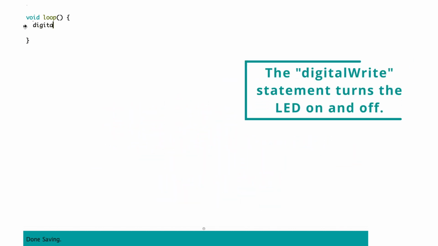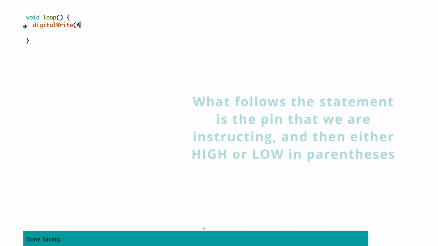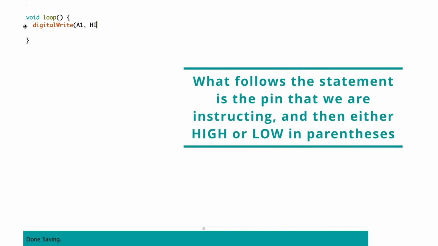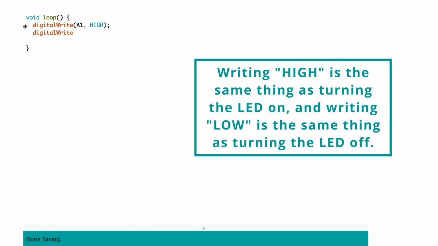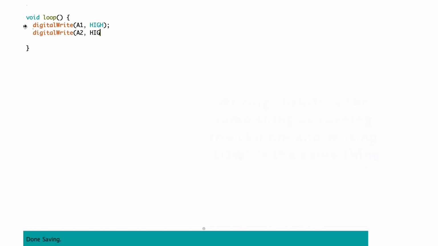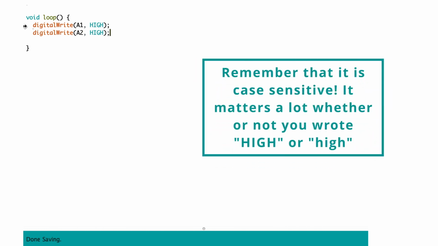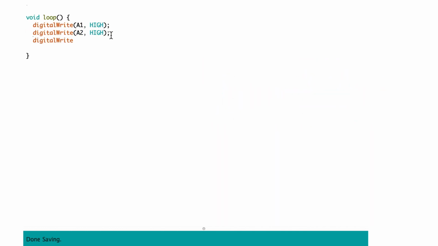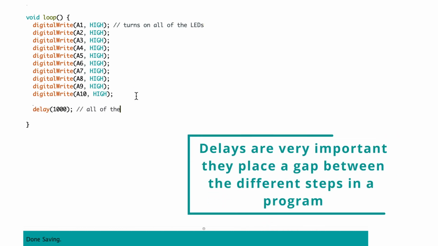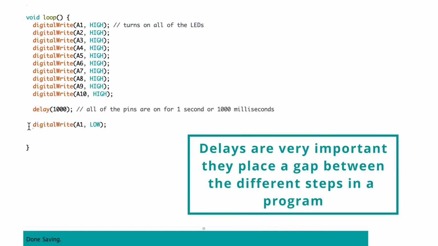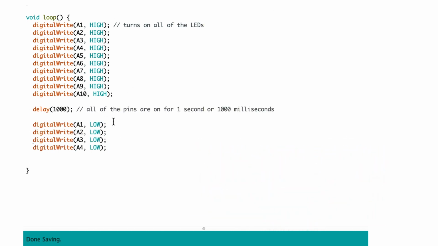The digital write statement turns the LEDs on and off. What follows is the pin we're instructing in either high or low in parentheses, and the high statement turns it on while the low statement turns it off. Remember that it is case sensitive, so it matters how you write it. It must be all caps. Delays are also incredibly important since they place a gap between steps in a program.